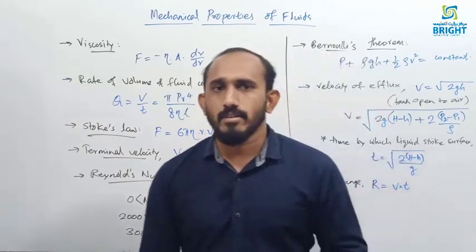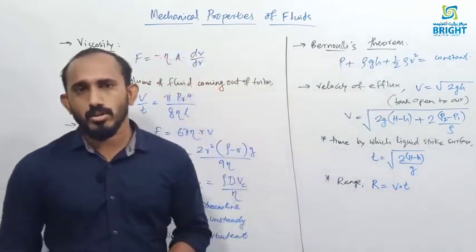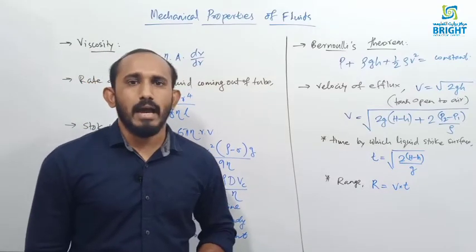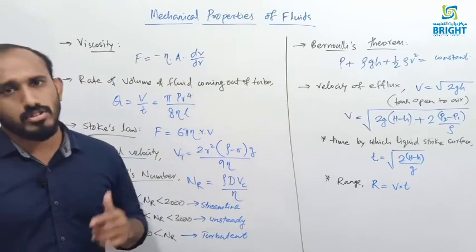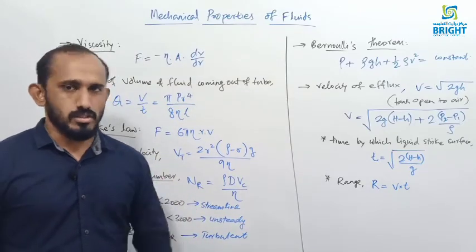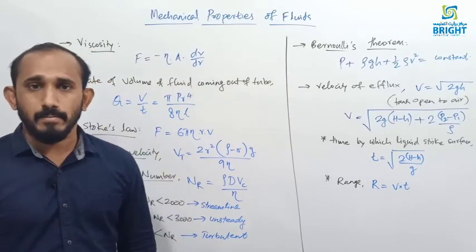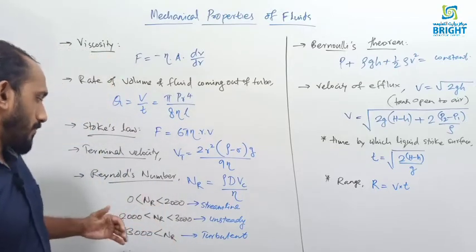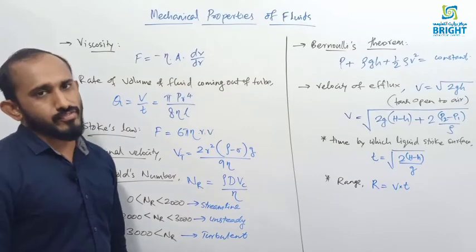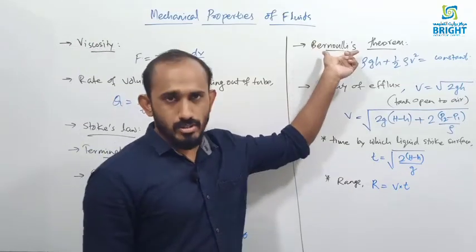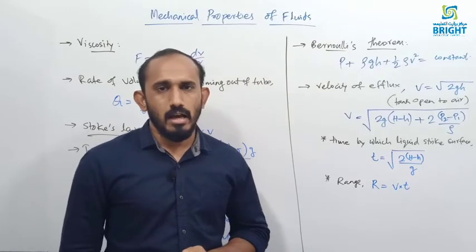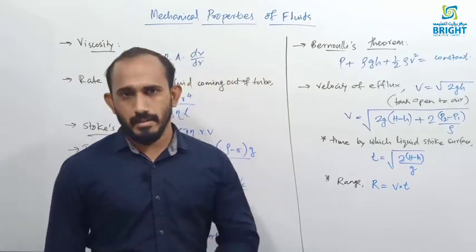Okay, so relative layers in their motion feel a frictional force. That property is called viscosity, and it depends upon area of cross section also and the velocity gradient, speed by distance. I hope you got it. Now regarding this flow, the energy of the flow is given by Bernoulli's theorem. In a flow there will be three energies. One energy is due to pressure, another is potential and kinetic.